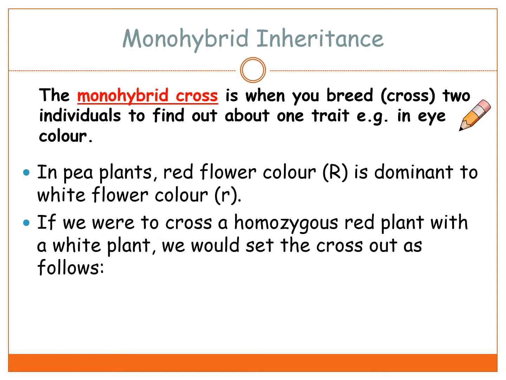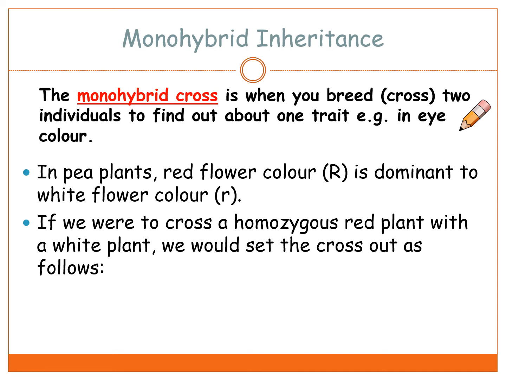A monohybrid cross is used to predict the chances of offspring inheriting a genotype, so like you getting a characteristic from your parents. A monohybrid cross is when you breed or cross two individuals to find out about one trait, so for example, eye colour. So let's look at an example of this. In pea plants, red flower colour, capital R, is dominant to white flower colour, small r.